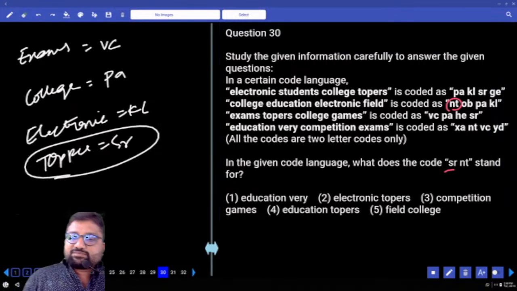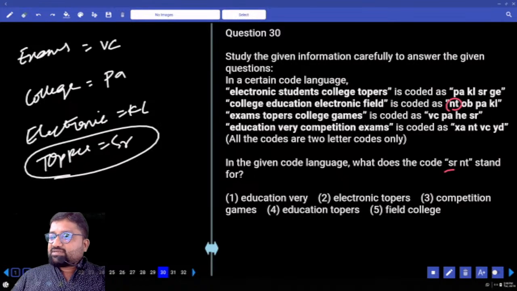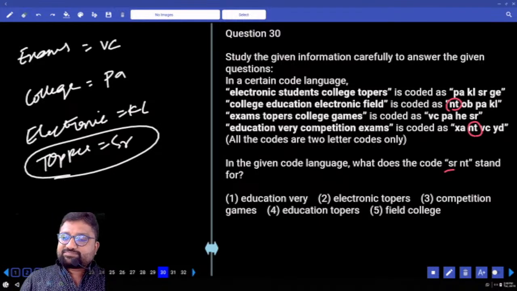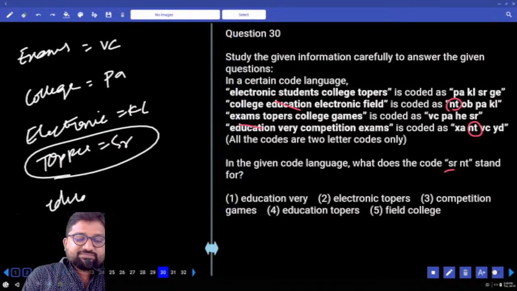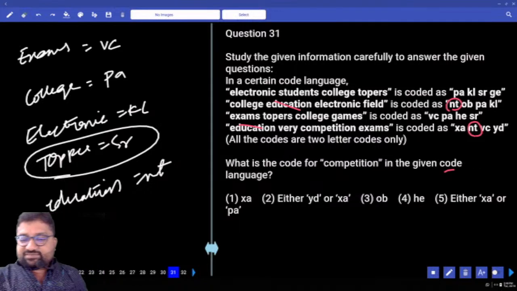Second. Mar NT ante em kavali? I see NT even in. Avuna kada? There should be something common in between those two. What is that? Education. So education is equals to NT. What should be answer? Education toppers. Option 31st. What is the code for competition?